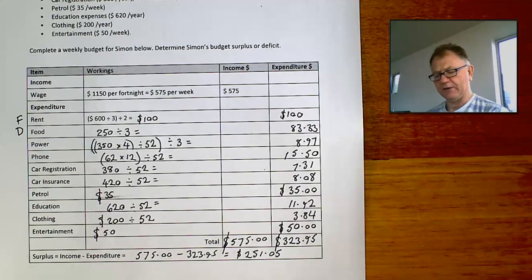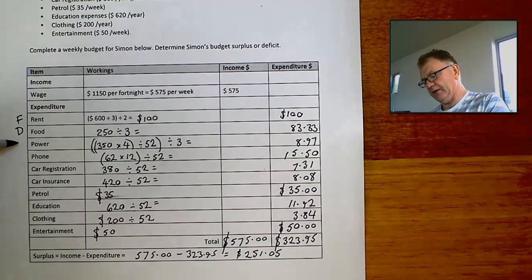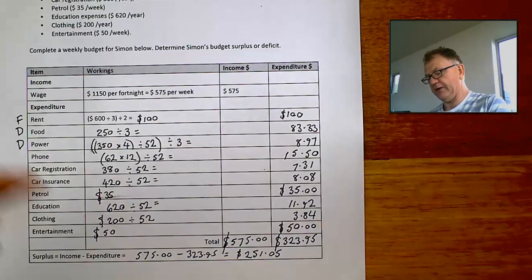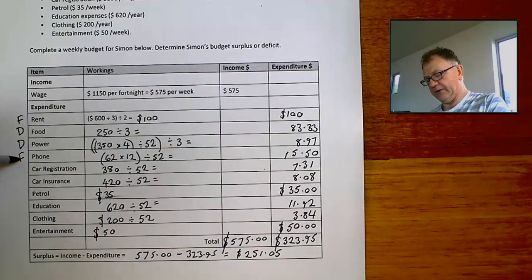Power's a tricky one because there's a line charge that goes on with power which is definitely fixed. Though the rest of the power could be viewed as discretionary because you could use less power if you wanted. If you went around turning appliances off, you could make some savings there. So we'll put down discretionary because there is a discretionary component to power. The phone, it's a phone contract type arrangement that he's got here, and he must pay that $62 a month, so we'll call that a fixed expense.